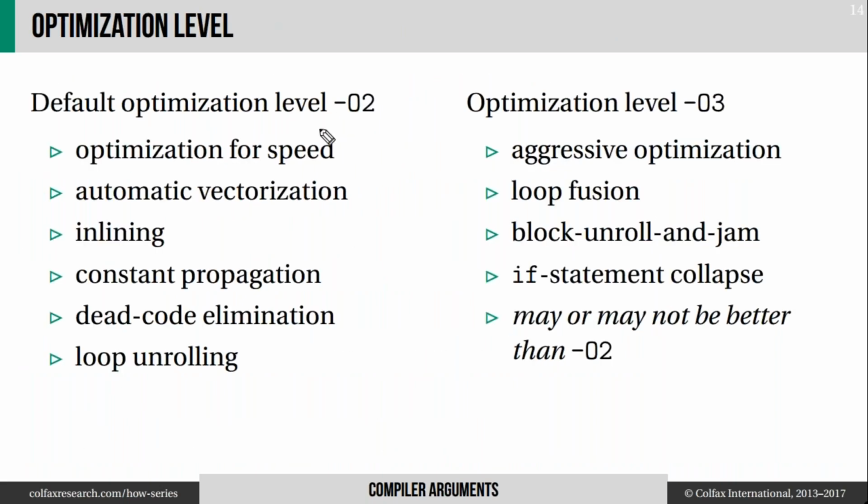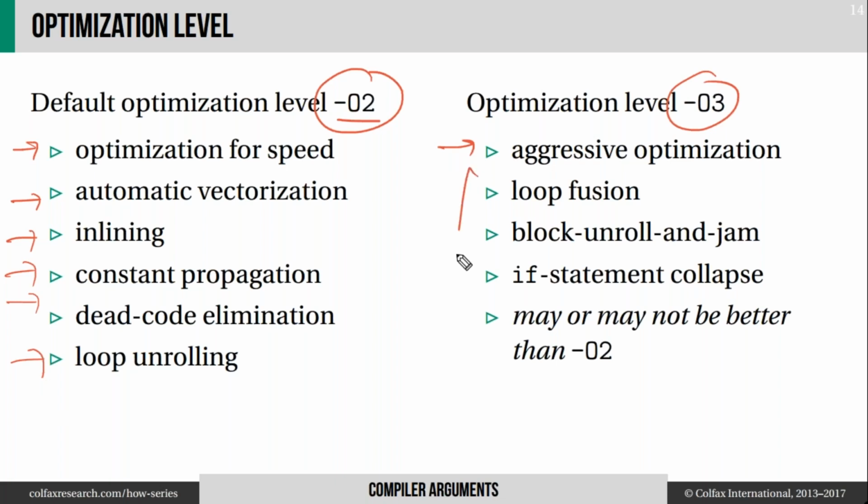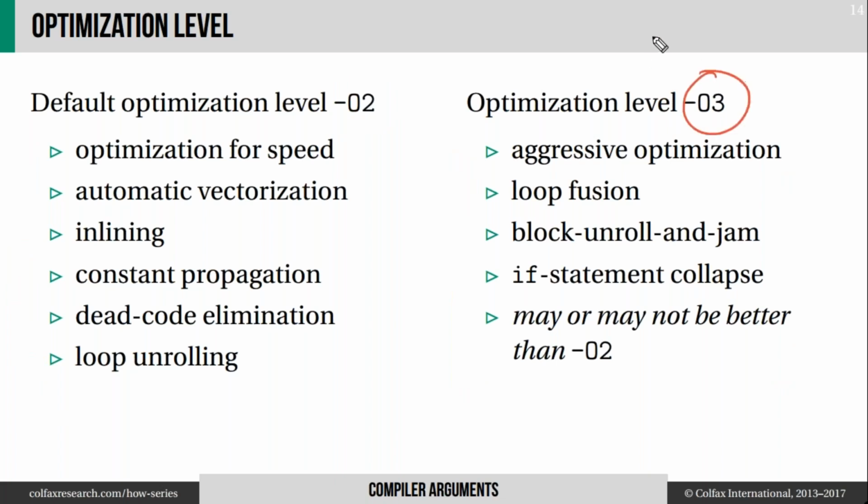I want to zoom in a little bit on the optimization level argument. By default, Intel compilers use O2, optimizing for speed, sometimes at the cost of precision. Automatic vectorization is enabled, and standard techniques for optimization, such as inlining, constant propagation, dead code elimination, loop unrolling, all of this is enabled. O3 is even more aggressive with additional settings.